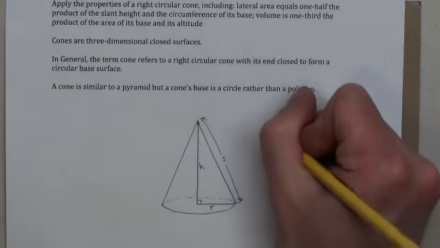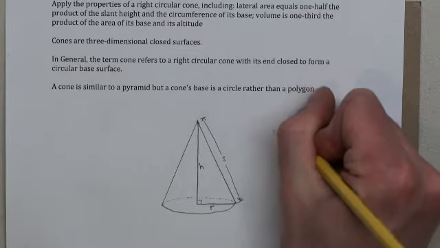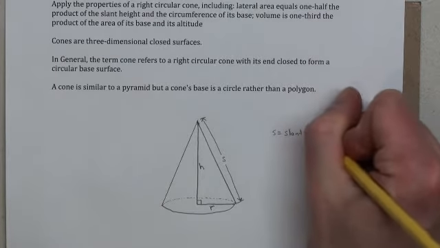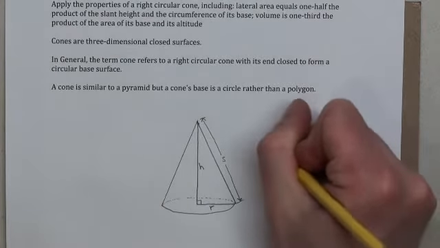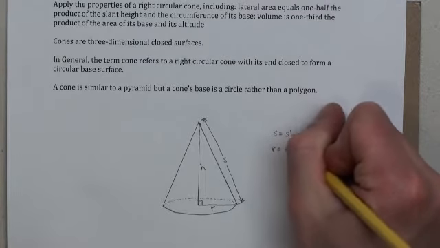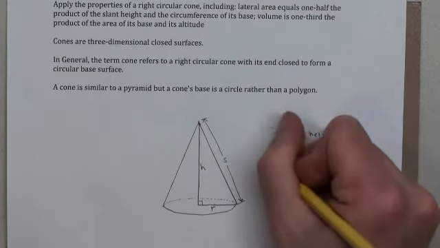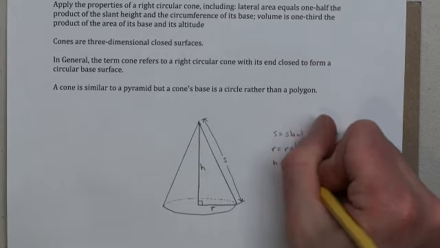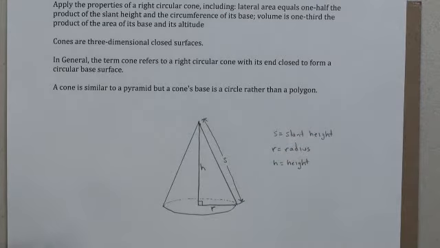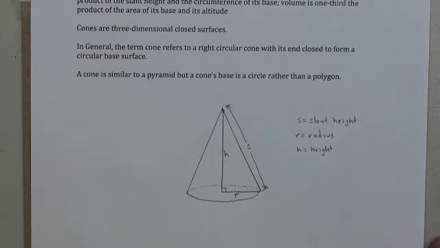So let's put S is slant height, R is radius, and H is height. Okay, that's enough for this side. Let's go to the back side now.